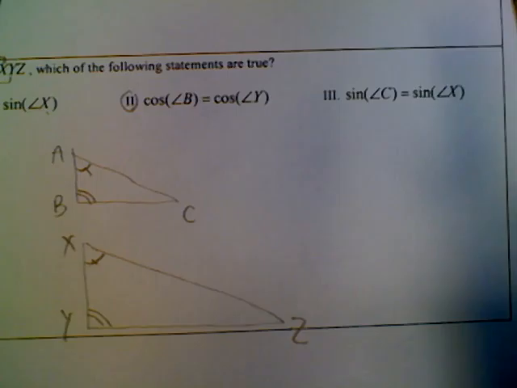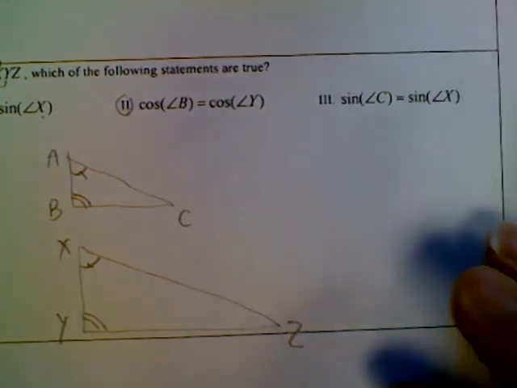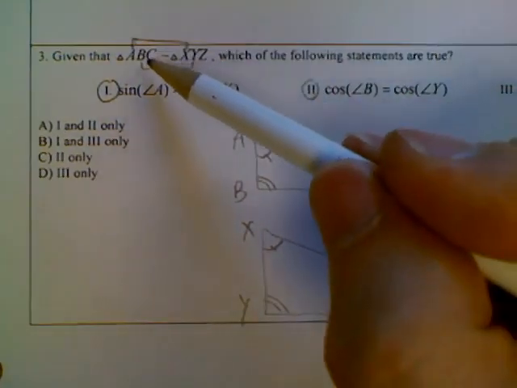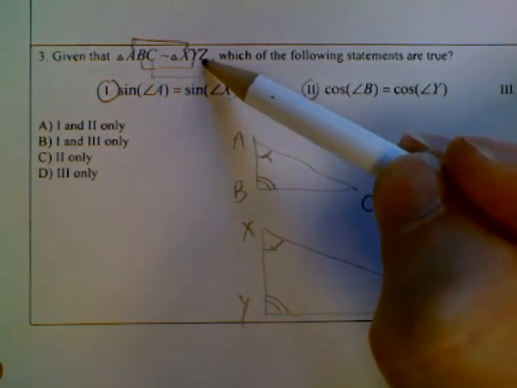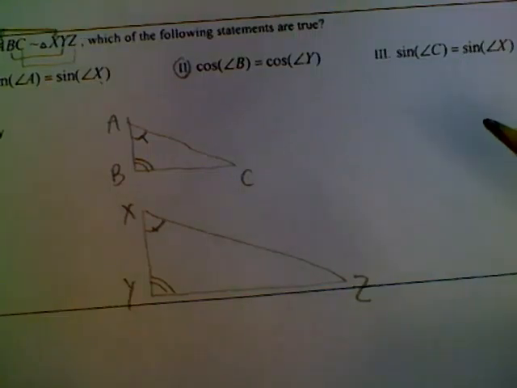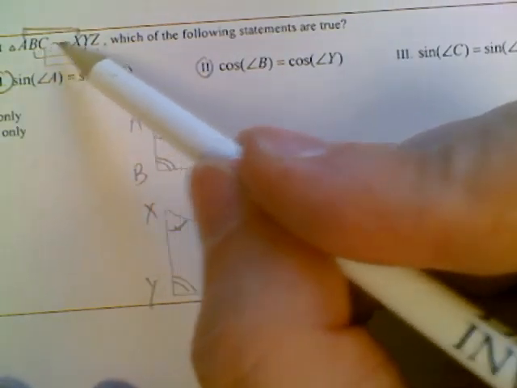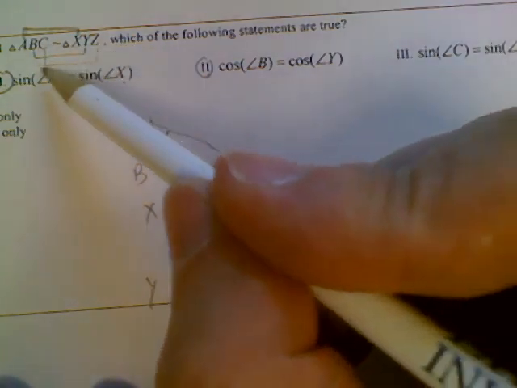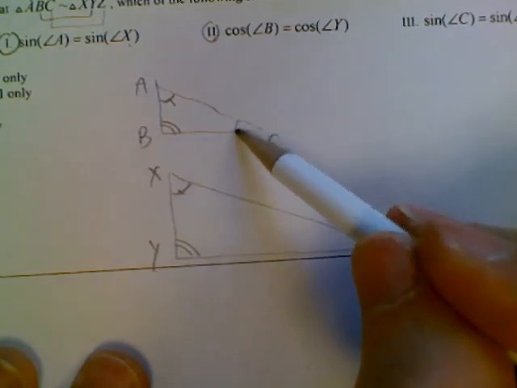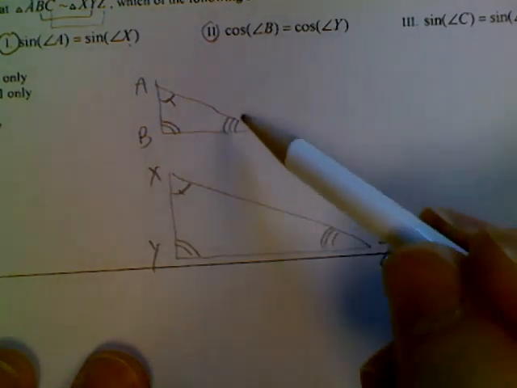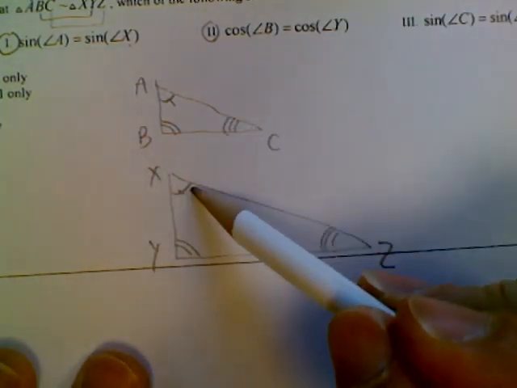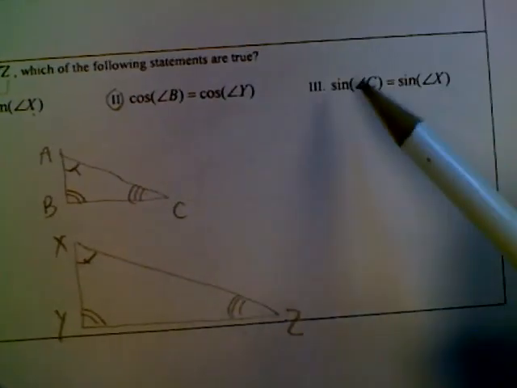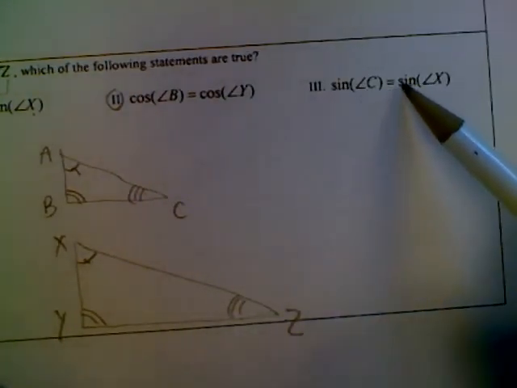How about this last statement, sine of C and sine of X? Well, back to the names. Angle C does not correspond to X. How does C compare to X? I have no way of knowing. C matches up with Z. But C and X, not likely to be the same size angle. Not likely. So this statement is not likely to be true.